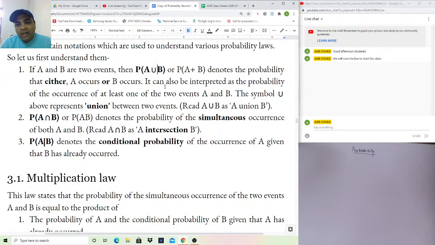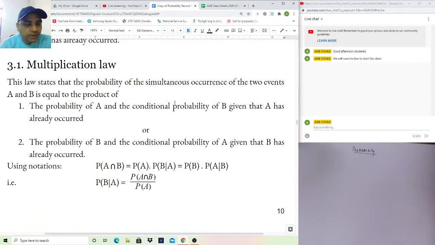In the laws of probability, the first law is the multiplication law. This law states that the probability of simultaneous occurrence of two events A and B is equal to the product of the probability of A and the conditional probability of B, given that A has already occurred.